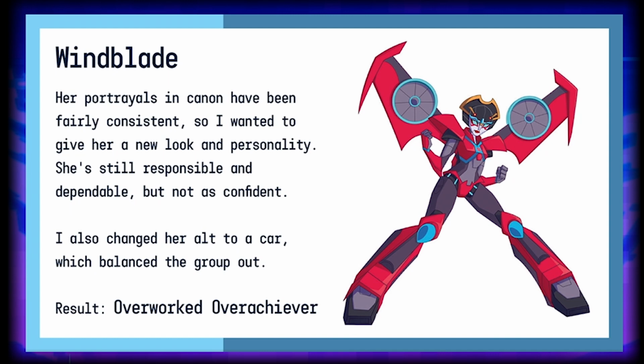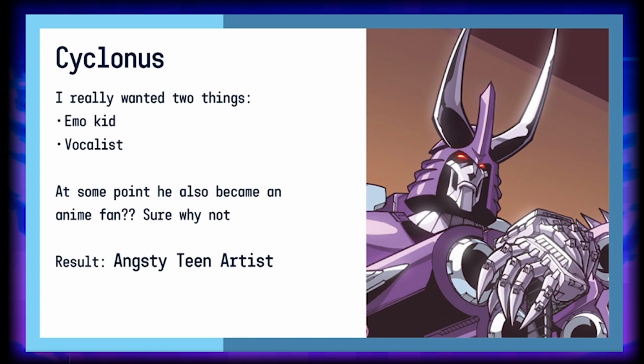So, she ended up being this outgoing overachiever with great grades, but that also means she has almost no free time because she's always taking on way too many projects for stuff like student council, AP classes, extracurriculars, that sort of thing. I also gave her a different alt mode and made her a car instead of a plane. This worked out great for balancing the group's vehicle modes, cause now we have our two grounders, Gil, who's a truck, and Windblade, who's a car, and our two flyers, Whirl, who's a helicopter, and our jet, Cyclonus.